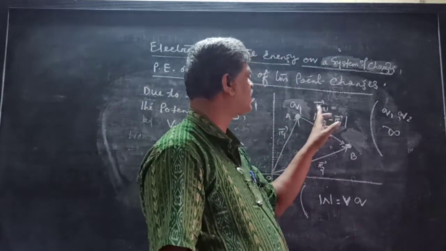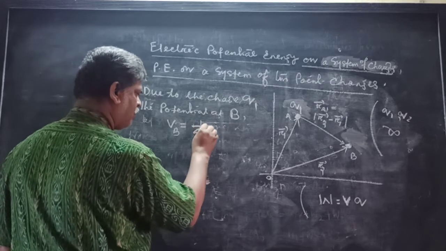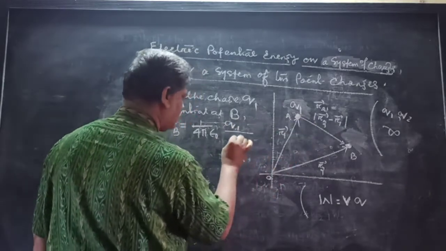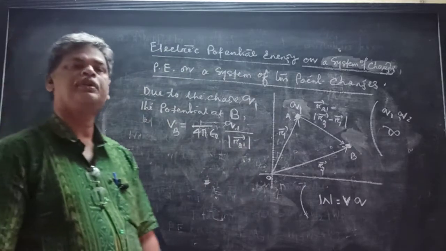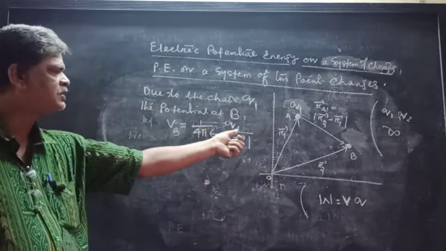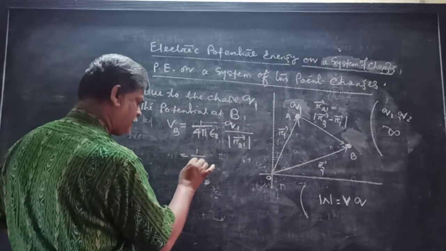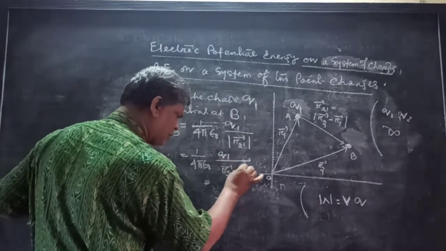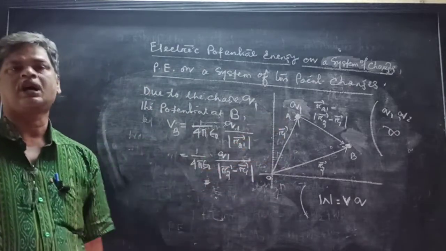So this is a point charge. It is at a distance r12 from this. So the potential at point B, VB, is equal to 1 by 4 pi epsilon 0, Q1, the source charge, divided by the magnitude of R21 vector. Clear? We know the potential at a point due to a point charge is 1 by 4 pi epsilon 0 Q by R. So 1 by 4 pi epsilon 0 Q1 divided by the distance. Clear? So we can write 1 by 4 pi epsilon 0 Q1 divided by the modulus of R2 vector minus R1 vector. Clear? So this is the potential at point B due to the charge Q1.